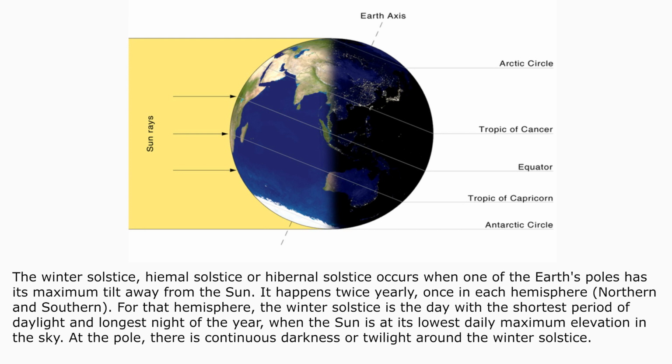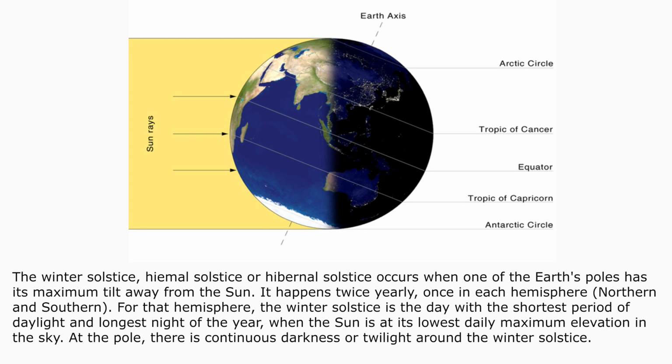The winter solstice occurs when one of the Earth's poles has its maximum tilt away from the sun, and it happens twice yearly, once in each hemisphere, northern and southern.